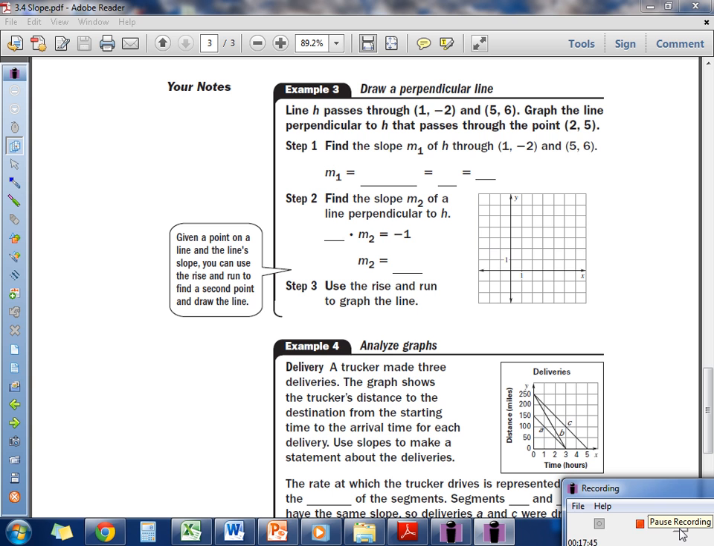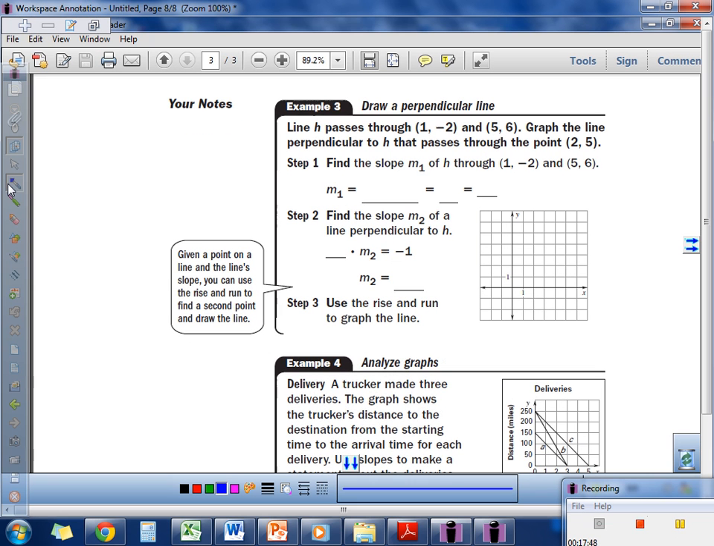All right, example 3 says line H passes through 1, negative 2 and 5, 6. I'm going to graph that since they gave me a graph. 1, negative 2 is down here, and 5, 6 is 1, 2, 3, 4, 5, up 6. It passes through these 2 points. I'm going to get my little line tool real quick and pass through those 2. And once again, that was line H, so I'm going to label it line H.